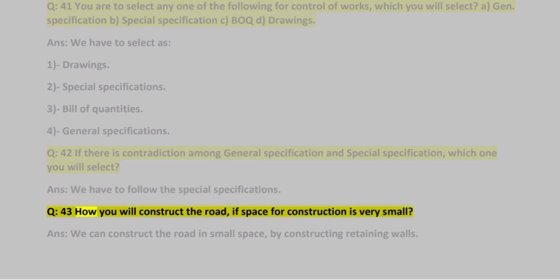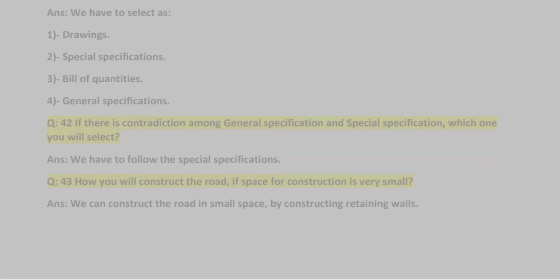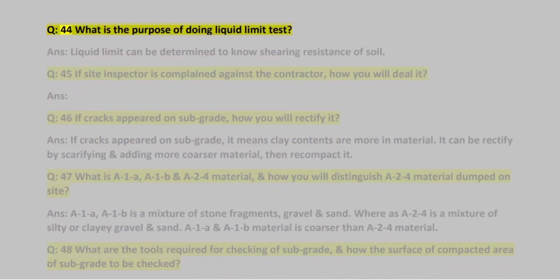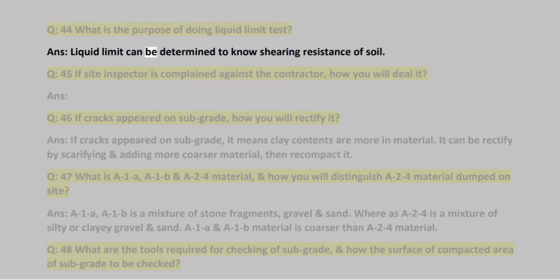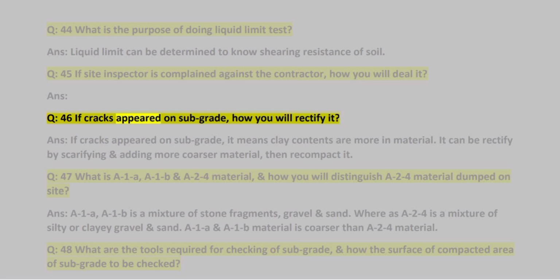Q. 43 How will you construct the road if space for construction is very small? ANS, we can construct the road in small space by constructing retaining walls. Q. 44 What is the purpose of doing liquid limit test? ANS, liquid limit can be determined to know shearing resistance of soil. Q. 45 If the site inspector has complained against the contractor, how will you deal with it?